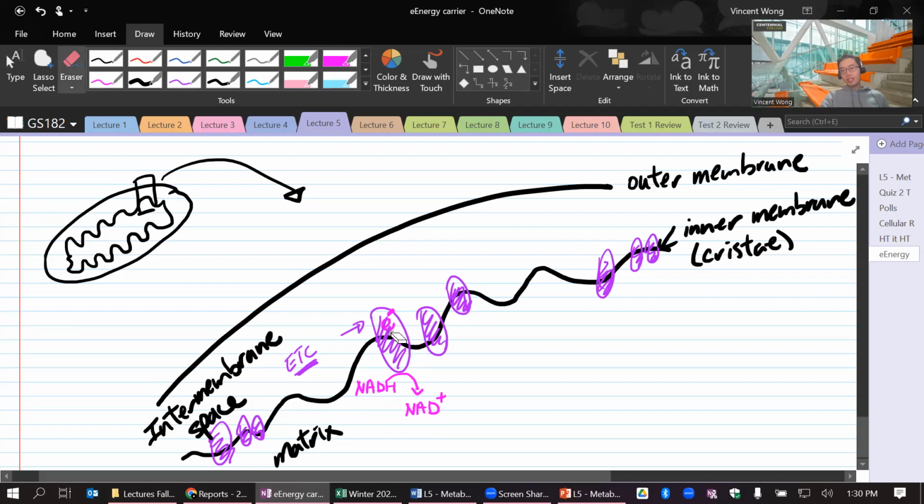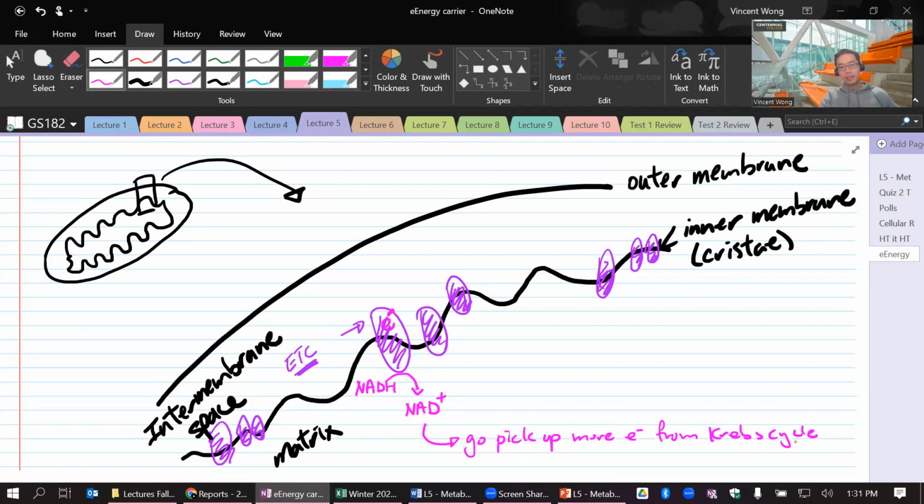But it just went to the ETC, right? The NADH put the electron down at the ETC, and now it becomes NAD+ again. Where will this go? Oh. So this one will go pick up more electrons, right? From Krebs cycle, maybe. Right. So remember the first 3 steps, right? The electrons keep on getting released, and we need to capture them.